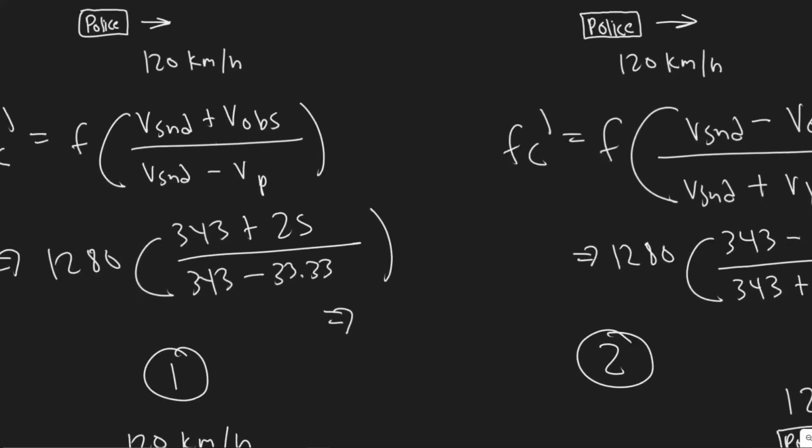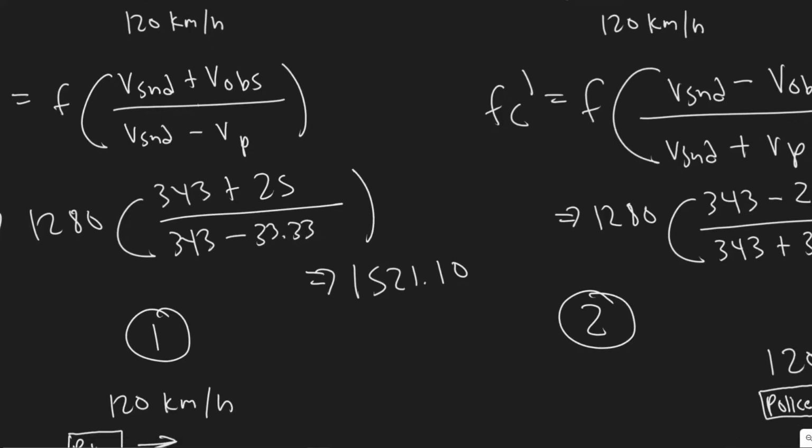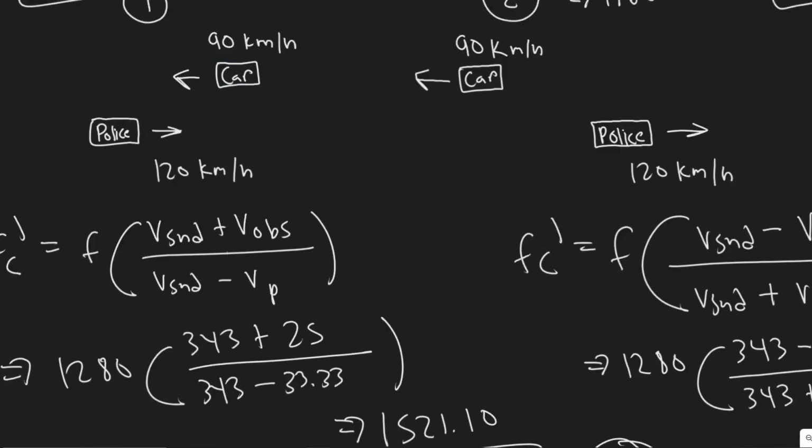And yeah, so let's see what these are. 343 plus 25 divided by 343 minus 33.33 times 1280. So you'll get 1521.10. We're just going to say 1521 hertz. So keep in mind that this is when they're approaching each other.